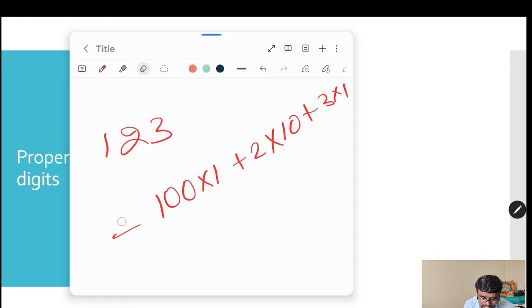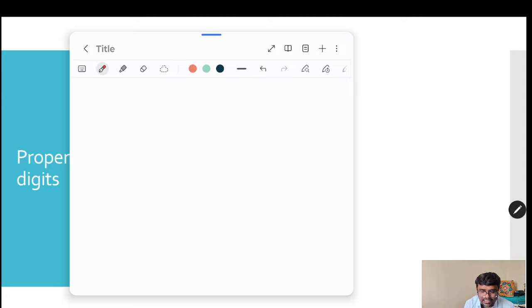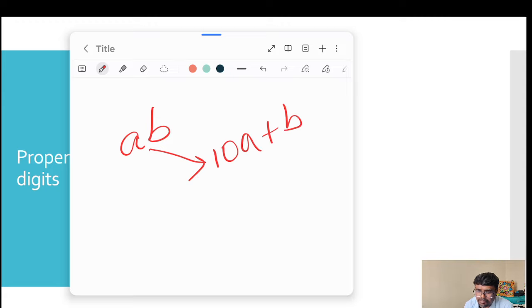With this concept, I can write, for example, AB as a number. Don't confuse it with A into B. It's not A into B in this context. When I write AB, A and B are digits, not variables, some digits. So if AB is a 2-digit number, the value of AB becomes 10A plus B. I hope you understood. Why 10A? A is in the tens place. So 10 into A plus B.